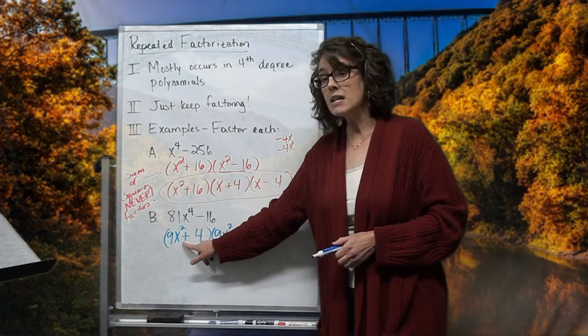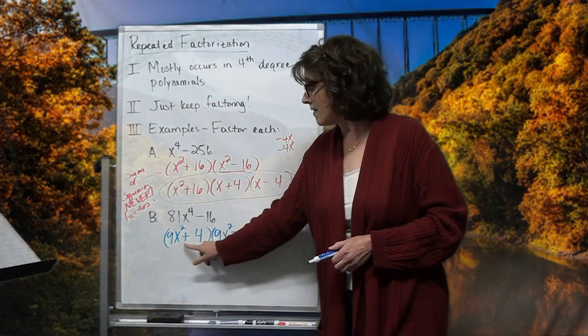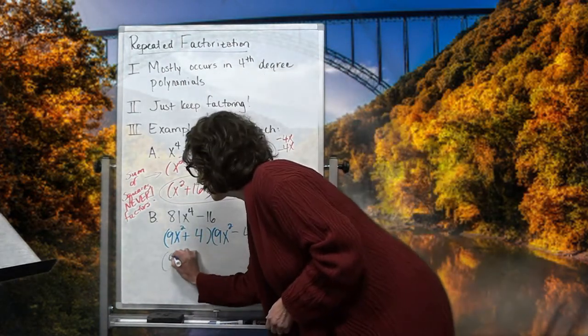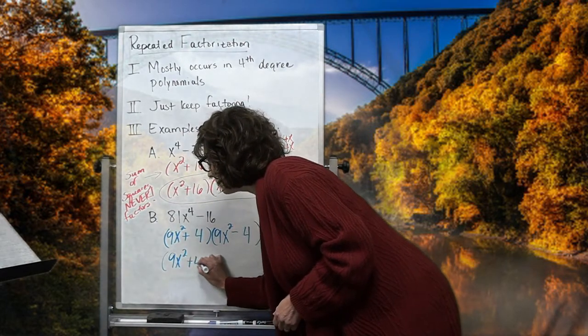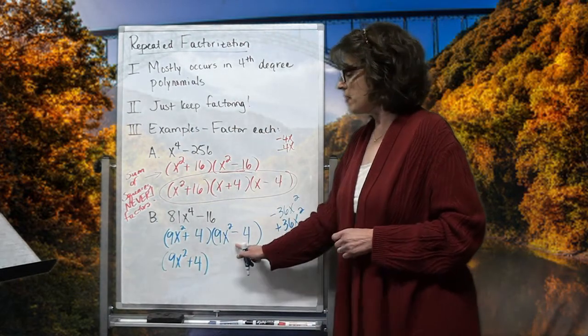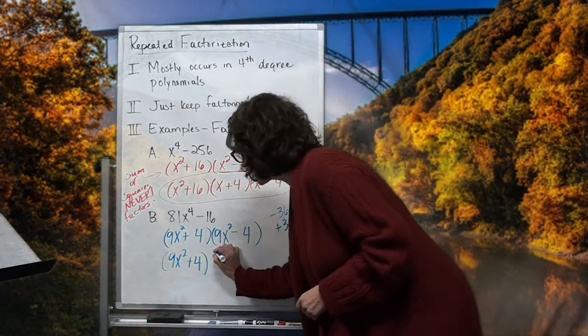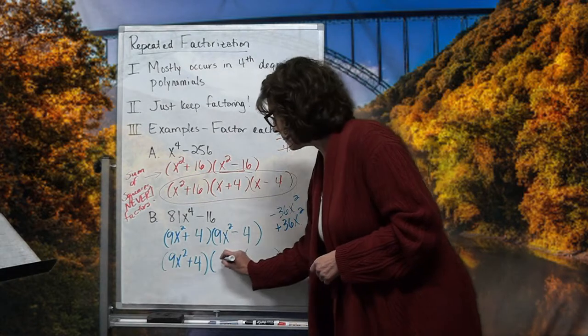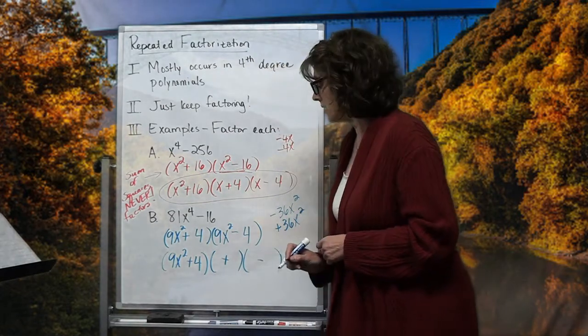So I'm ready to take this further, but remember, that is a sum of squares. Sum of squares never factors. We've already established that. So I'm going to carry it down, but this is yet another difference of squares. So I'm going to head for that double parentheses. This tells me opposite signs. One's a plus, one's a minus.